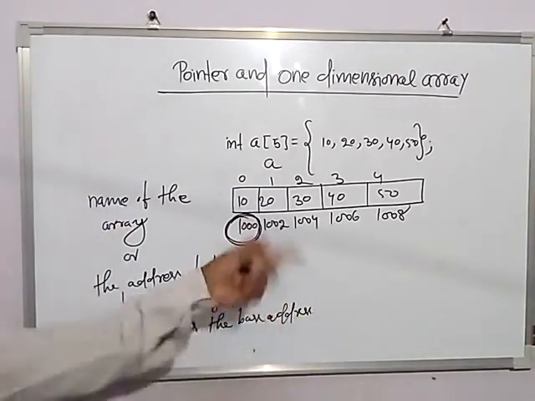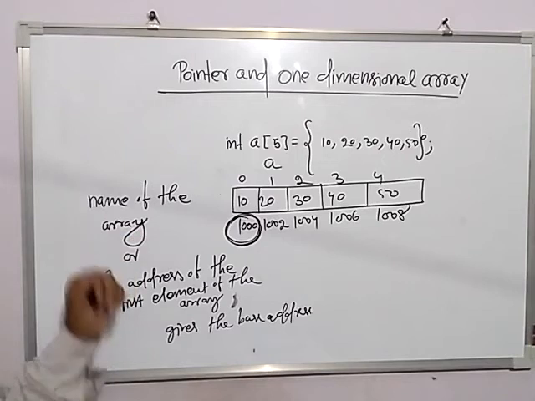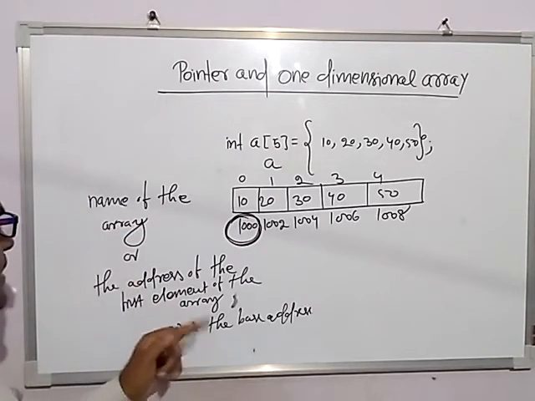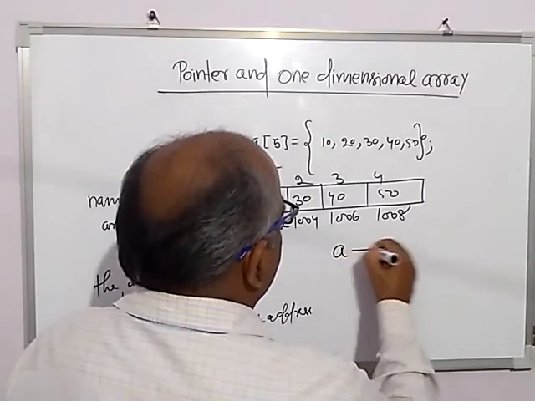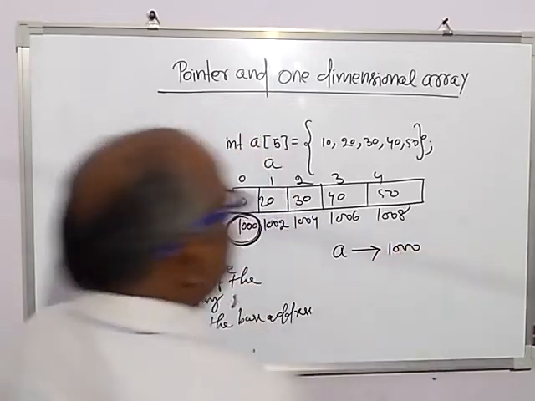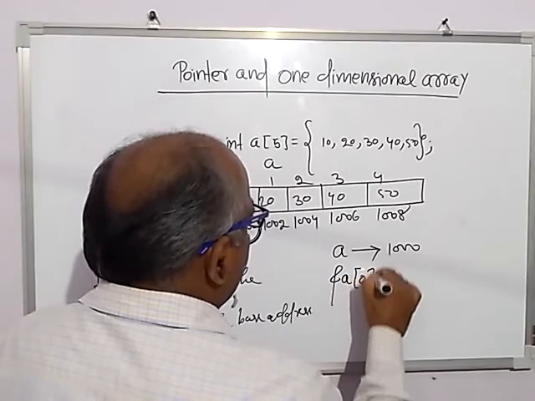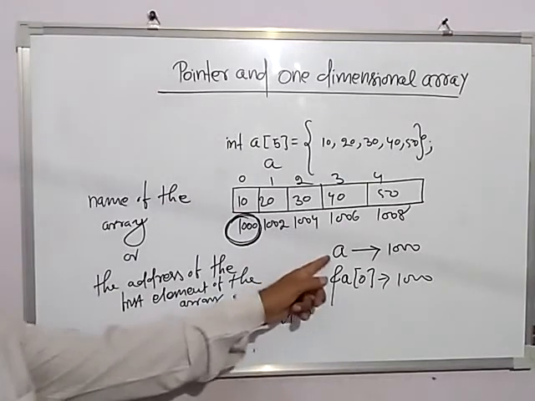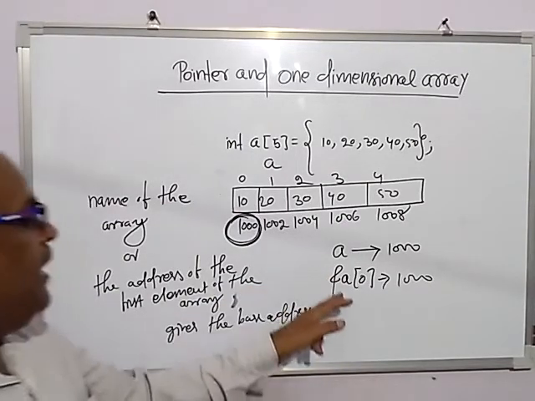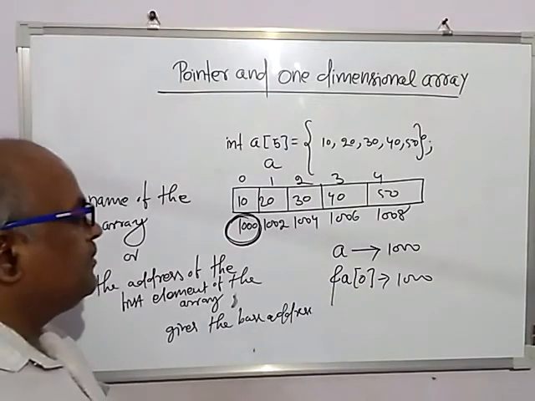Clear? To access the base address of an array, the name of the array gives the base address, or the address of the first element of the array gives the base address. That means the name of the array is a, and it gives 1000, or &a[0] gives the base address. So if an array is given, the name of the array gives the base address, or the address of the first element gives the base address.